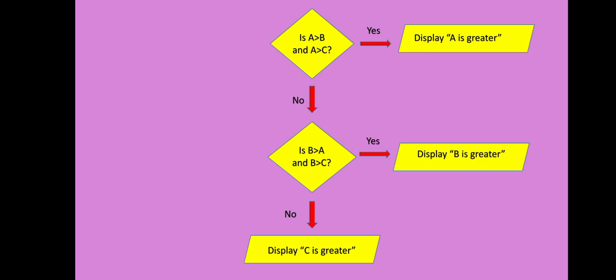So we are using AND here in order to check a relationship between the variables, that is, A is greater than B and A is greater than C, which is telling us that A is the greatest. B is greater than A and B is greater than C, which is telling us B is the greatest. And if none of them is true, it will simply come to the third condition, that is C is greater. That is an else condition. Okay, thank you. All the best.